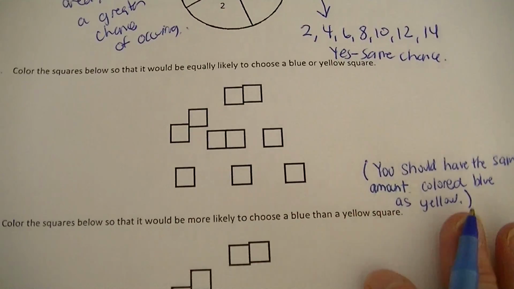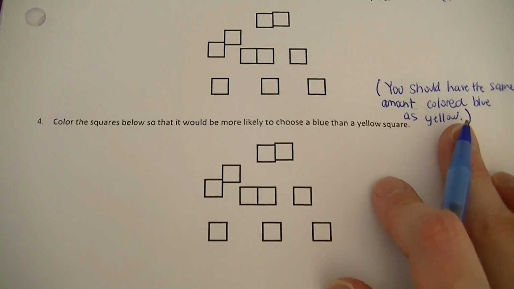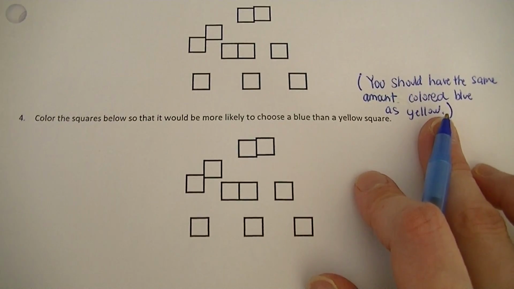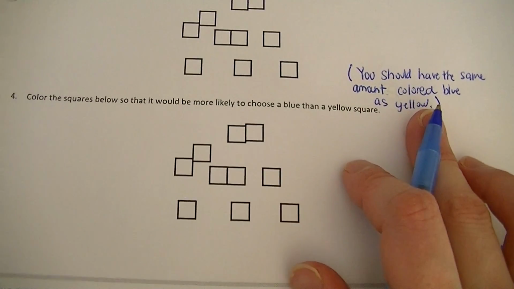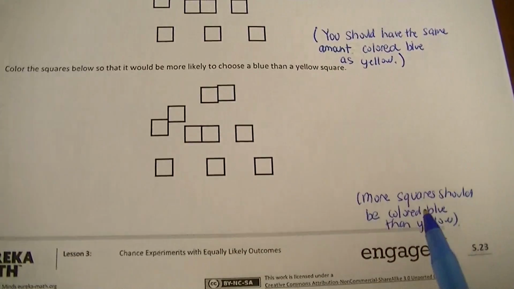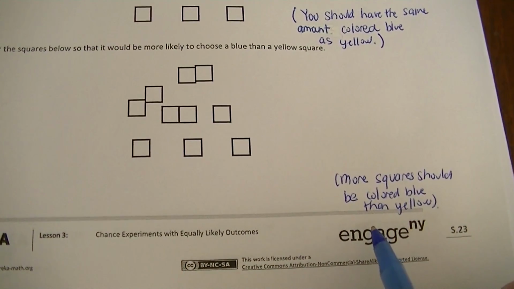Shade it in. Okay, the next one says, color the squares below so that would be more likely to choose a blue than a yellow. So here's a hint. You have to do this, but here's the hint. More squares, you should have more squares colored blue than yellow.